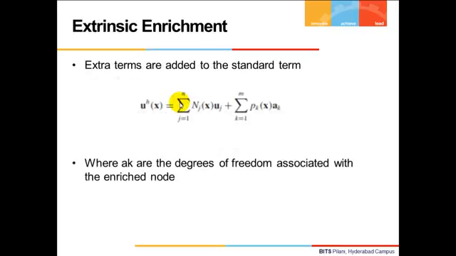Similarly, in extrinsic enrichment, what we do is, instead of putting these in the basis function, we add it to that function. Like uh of x is equal to sigma i equal to 1 to n, Ni of x ui, plus sigma k equal to 1 to m, pk of x into ak, where ak are the degrees of freedom that are associated with the enriched node.